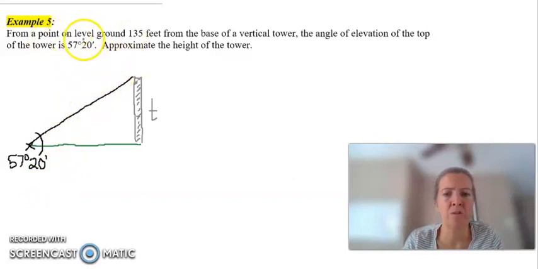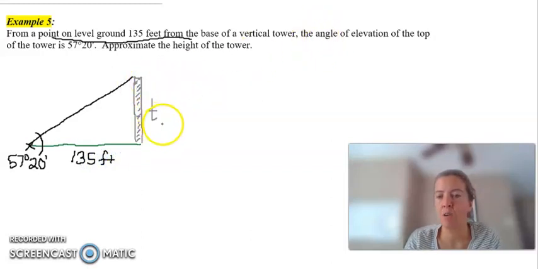But let's just make sure I've used all the information here. So a point on level ground 135 feet from the base. So that's this distance here, it's 135 feet. Angle of elevation, find the height of the tower. Okay. So we've got all the information kind of summarized in this picture here. I'm going to get to the minutes if you're worried about that, but I'm going to put that off just a bit longer.